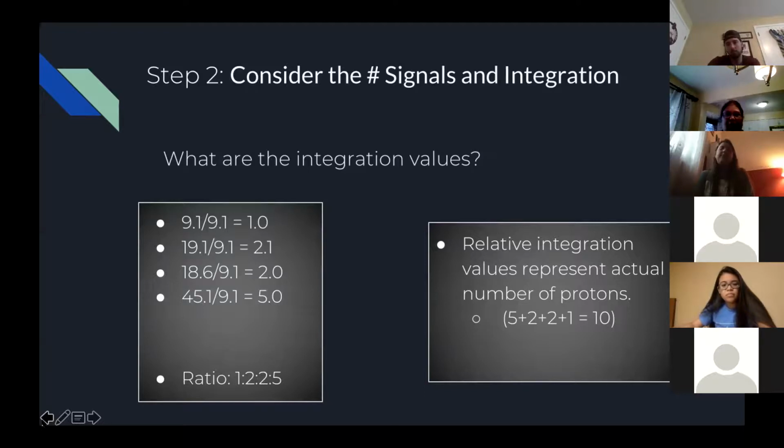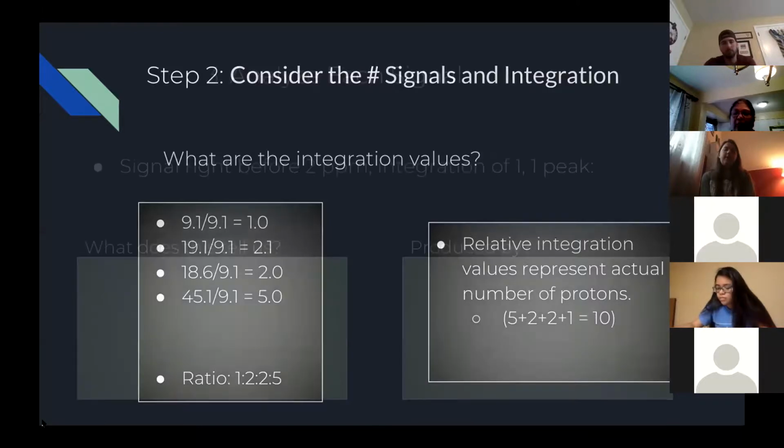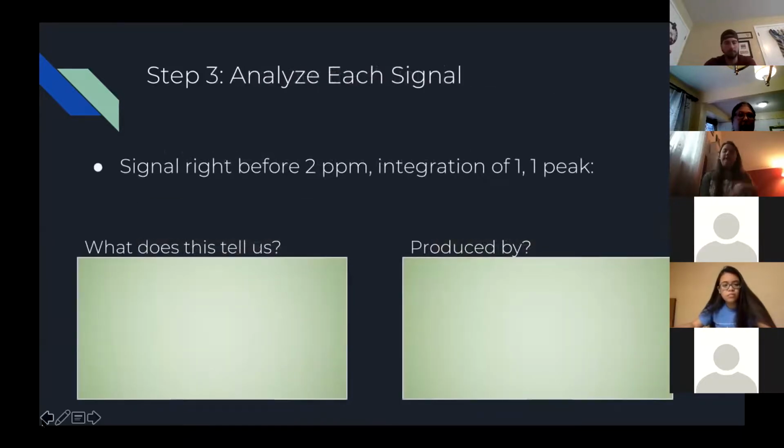So that's another hint. After that, we've figured out how many hydrogens are present, and we figured out what the HDI is. It's about taking each peak separately and analyzing that. So we're going to do this first. We're going to do this signal right before 2 ppm.